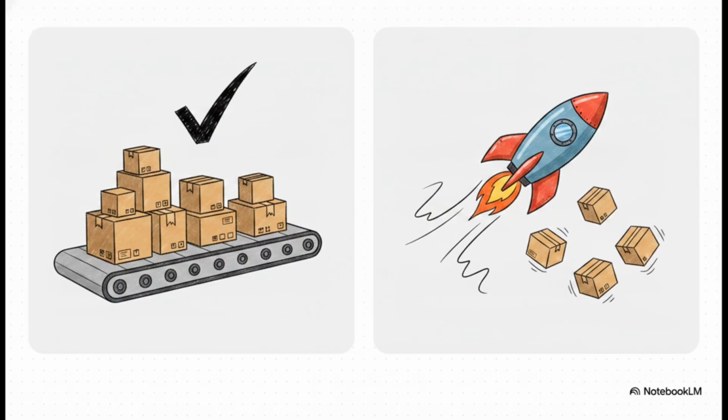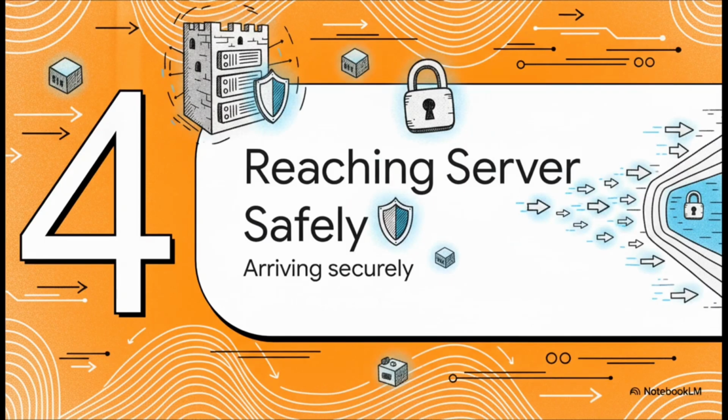UDP, on the other hand, is built entirely for speed. It's a fast datagram using a fire and forget policy. It literally doesn't care if a packet drops, it just keeps pushing data forward. That makes it absolutely perfect for live video streams or gaming, where sheer speed is way more important than absolute perfection. We've crossed the wild internet, and we are finally at our last stage, Phase 4, reaching the servers safely.